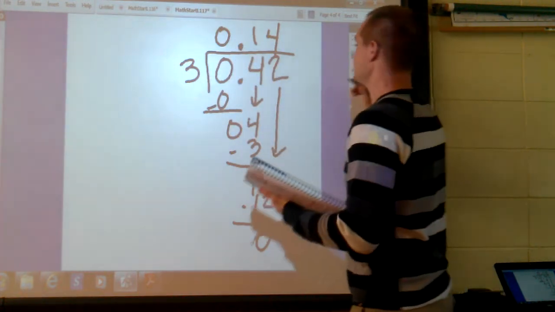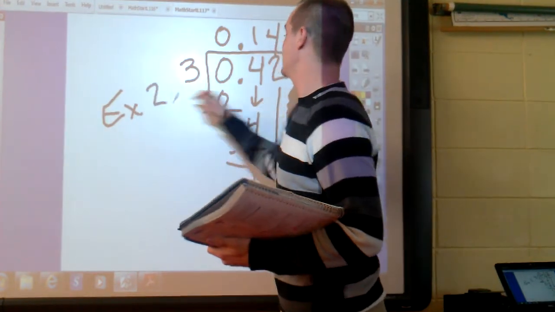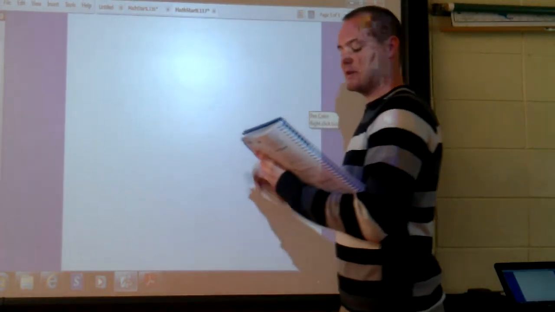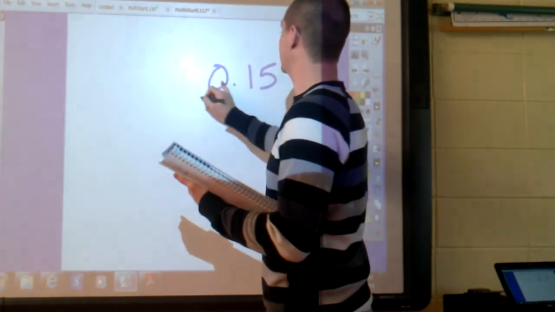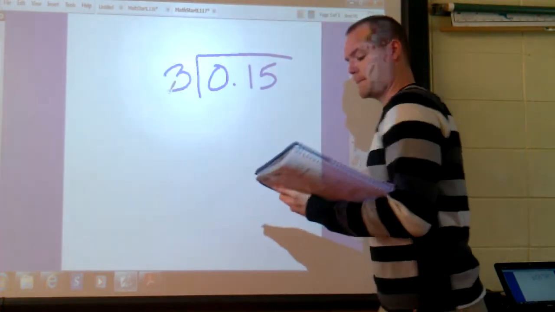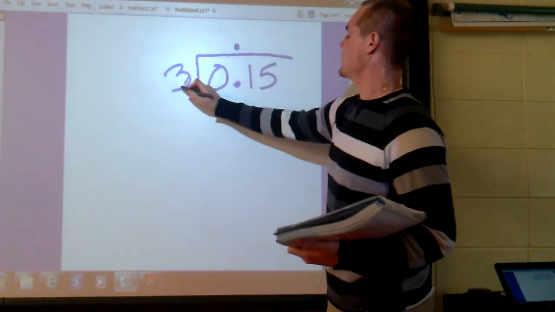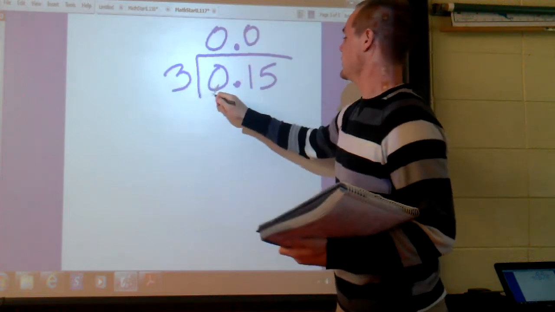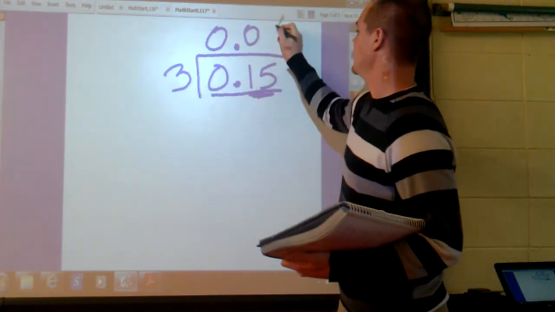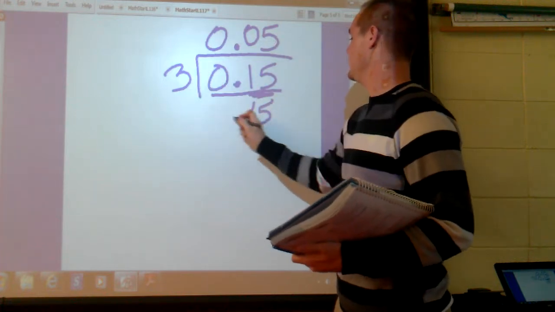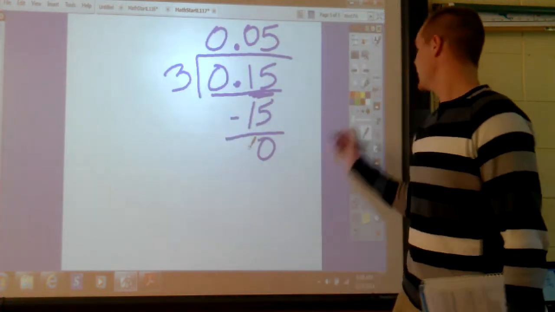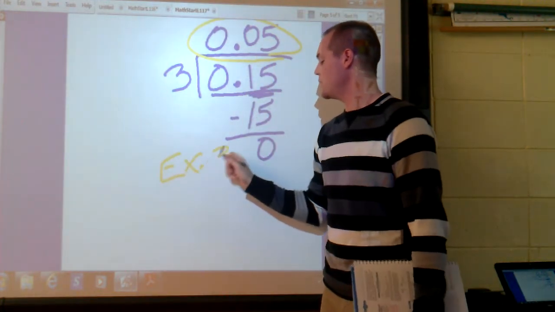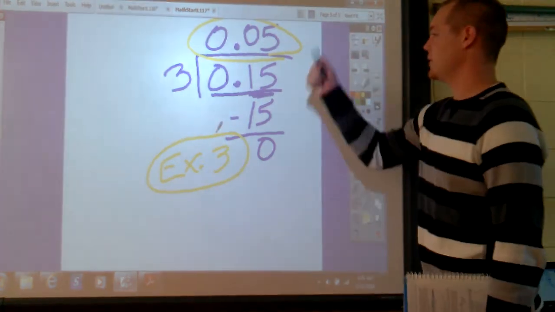Okay, example 3. This is example 2. Example 3 says divide 0 and 15 hundredths by 3. Bring my decimal straight up. 3 goes into 0 0 times. 3 goes into 1, 0 times. 3 goes into the number 15 5 times. 5 times 3 is 15. Subtract, you have no remainder. Your answer to example number 3 is 0 and 5 hundredths.